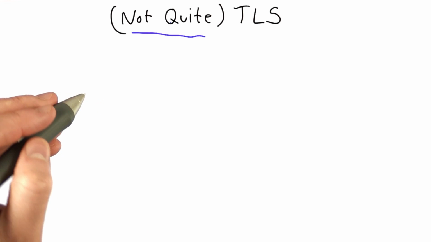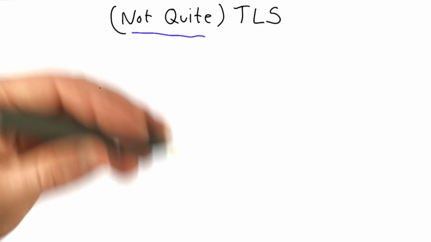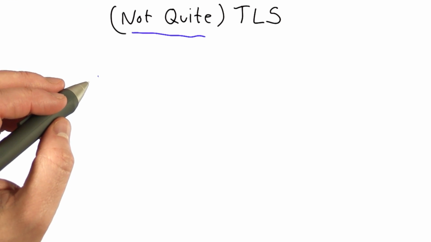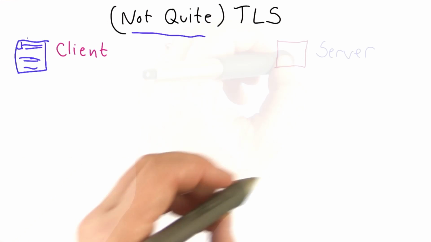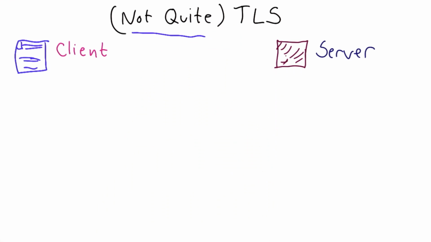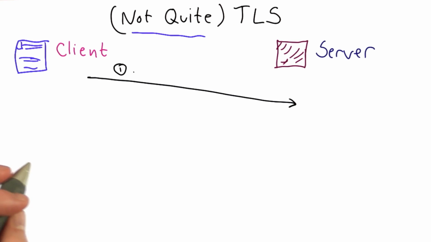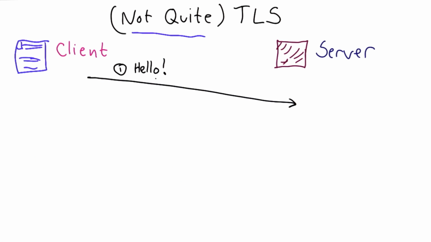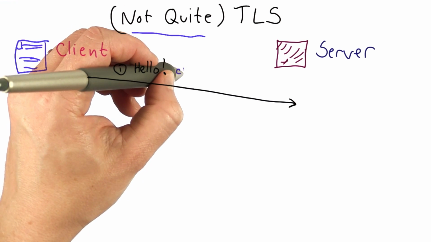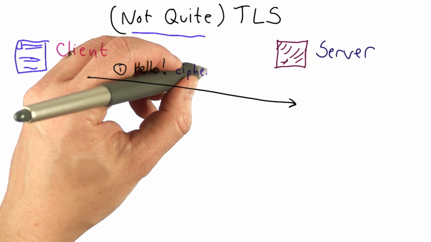First, we're going to look at a protocol that's not quite TLS. This will give you a basic idea of how TLS works, but there's some vulnerabilities in the protocol, which we'll talk about fixing next. So here's our client, which is typically a web browser, and our server, which is the web server. The first step in the protocol is the client connects to the server, sending a message, hello, without the exclamation point.